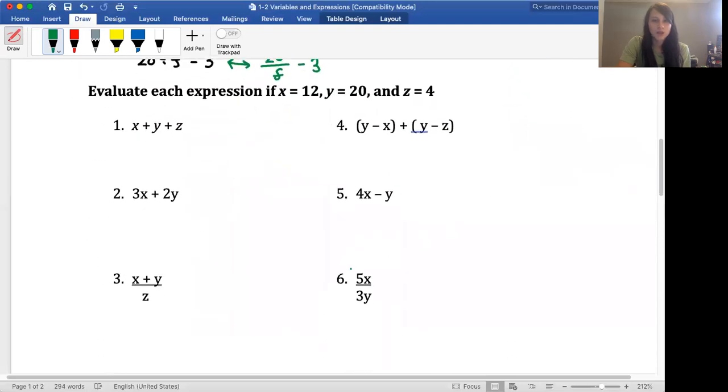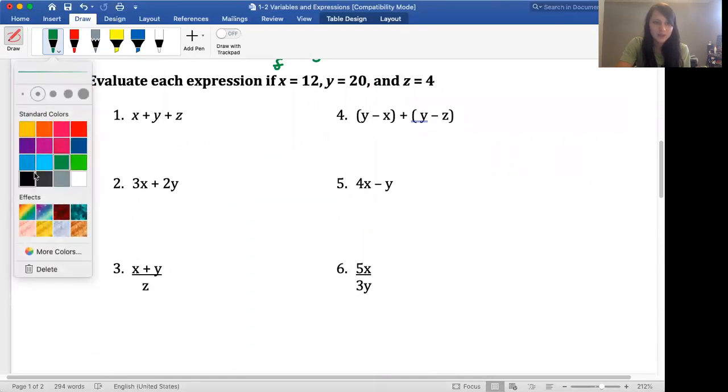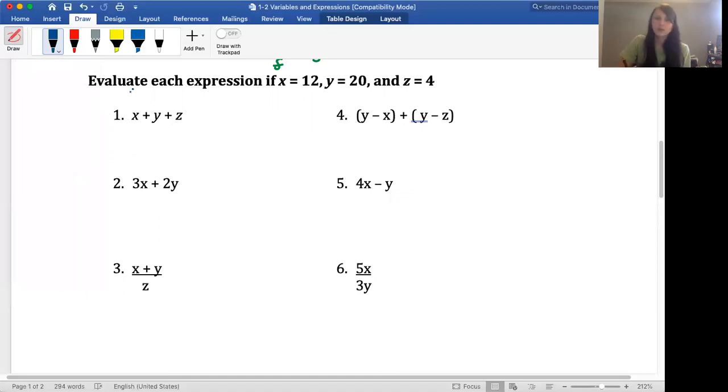All right. Now let's look at evaluating the expression. So when it asks us to evaluate, that really is just another way of saying solve the expression, find out the answer. So right now our variables have an actual amount equated to them. So X is 12, Y is 20, Z is 4. So anytime you see X in your problems, that represents 12. Anytime you see Y in the problem, it represents 20. And Z is represented by 4. So let's substitute in our variable amounts and solve it.